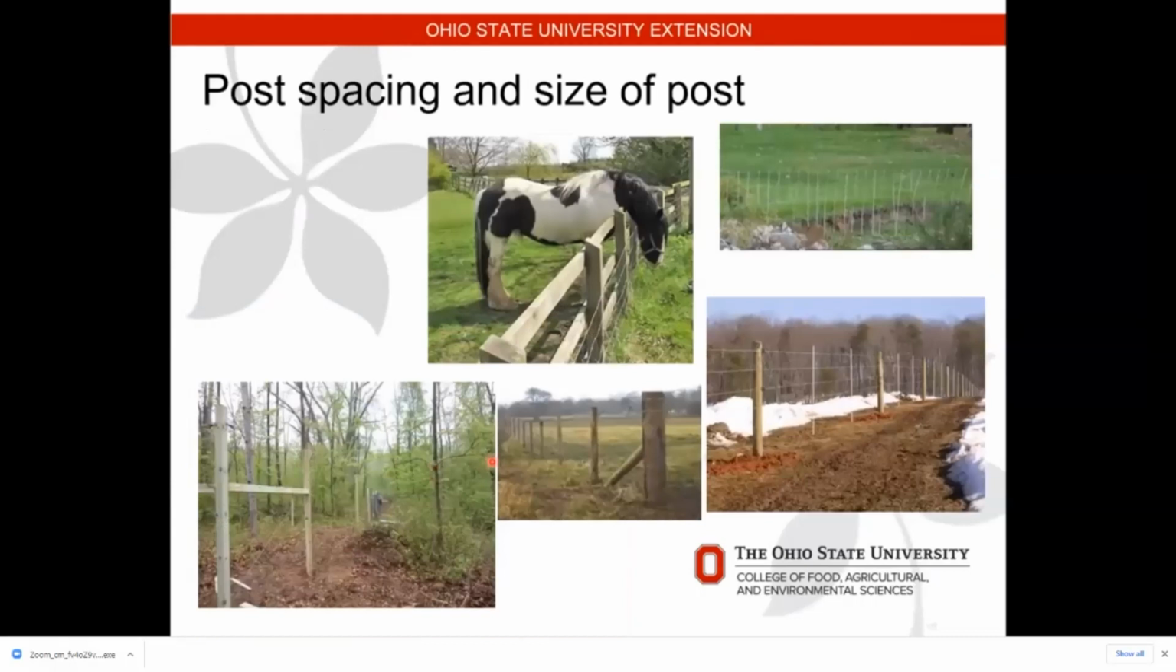Post spacing and size are going to depend on the terrain and what type of fence you've got. You can space them out and use some of these spacers here so they're not on the ground. Fiberglass or wood won't short out your fence. Again, it just depends on the fence type and the terrain.